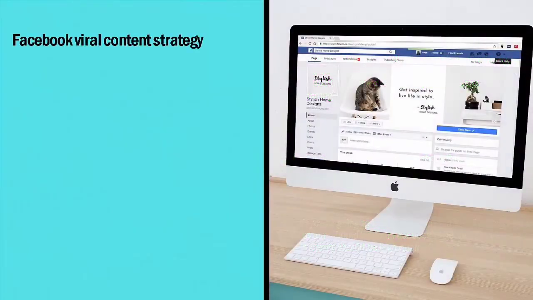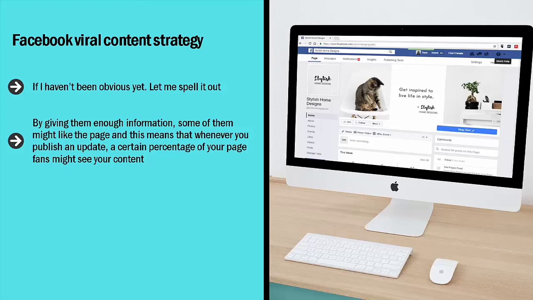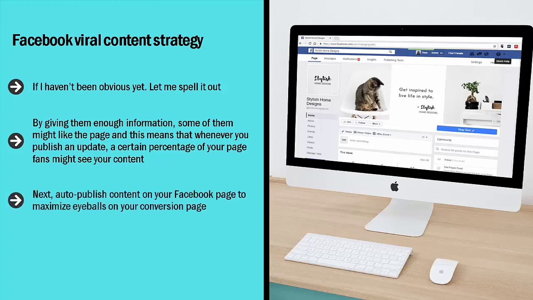Facebook Viral Content Strategy. If I haven't been obvious yet, let me spell it out. For Facebook, your viral content strategy should first involve posting your curated viral content on your Facebook page. Next, you share that content on niche-related groups. This will then drive likes to your Facebook page. You want Facebook users to find themselves on your page. By giving them enough information, some of them might like the page, and this means that whenever you publish an update, a certain percentage of your page fans might see your content. This can then lead to those people seeing your conversion page links and finding themselves on your blog or your squeeze page.